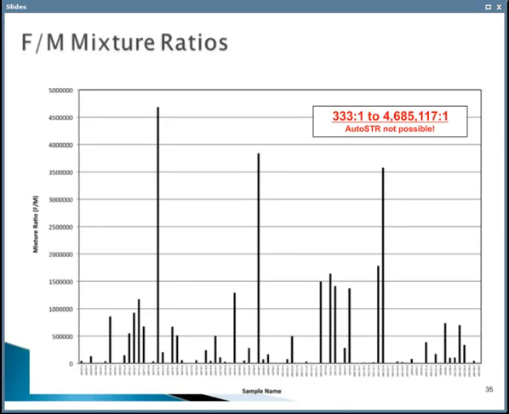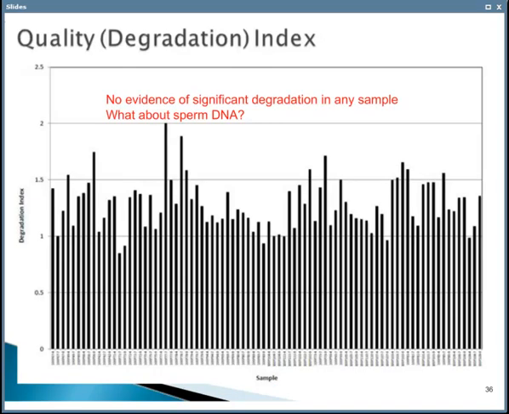The Quantifiler Trio also allows us to measure the female-to-male mixture ratio. So if you look at 84 samples, on the y-axis you now have the mixture ratio of female to male. I've summarized in the top right-hand corner that the ratio of female to male in these samples ranged anywhere from 330 female to 1 male to 4 million female to 1 male. So you can see these samples are extremely challenging from the standpoint of trying to get that male profile. In other words, autosomal STR would not be possible with these particular samples. Remember, they're non-differentially extracted and they're mixtures. With 333 to 1, you would never detect the minor contributor, and it goes as high as 4 million to 1. That's why I said earlier that these are unusual samples.